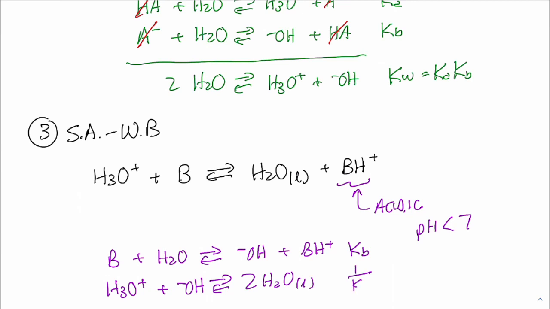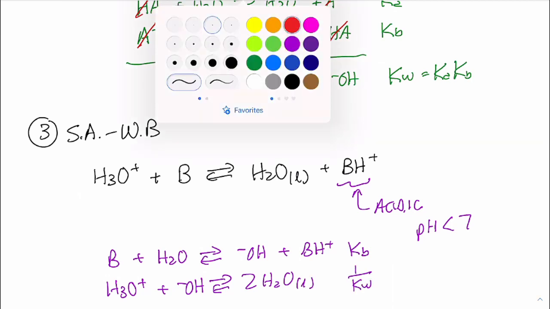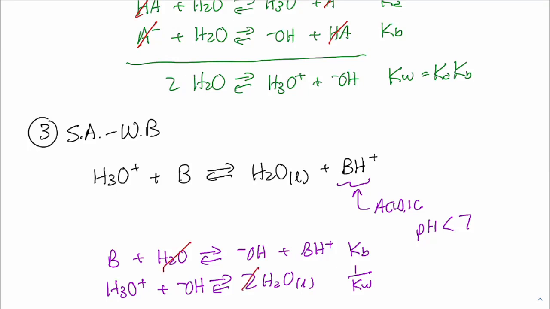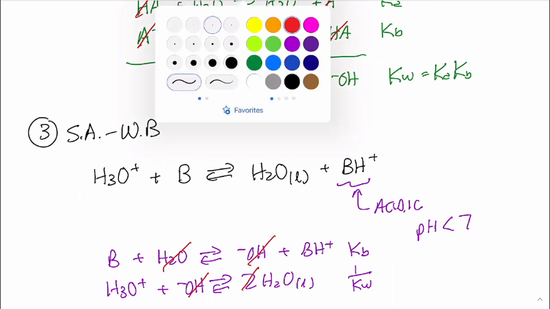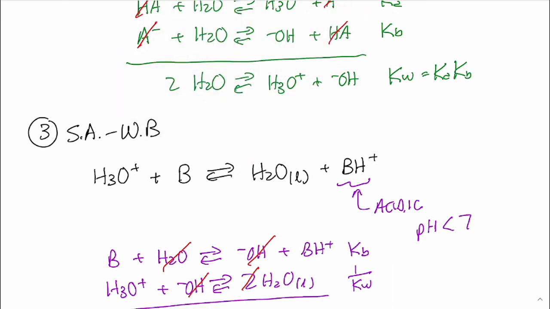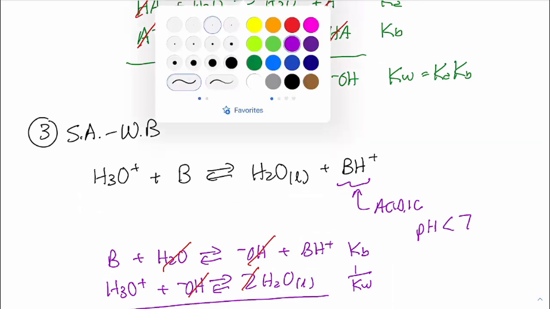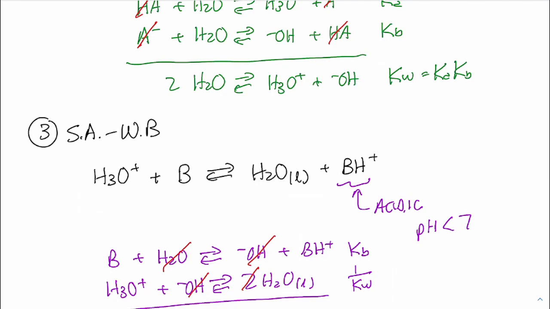This was 1 over Kw. And then if I cancel stuff out, again, 1 water cancels. My hydroxide ions are going to cancel. And then what's left, right, is my hydronium ions, my base going to water, and the BH plus. Those things that I just circled gives me that. So I know that Kn, I'm not going to rewrite it, is equal to Kb over Kw.